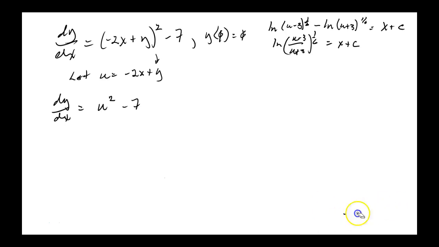Now this, remember, is in terms of u's, and we don't really want the u's, but we're going to wait till the very end to get rid of them. Okay, we're going to go backwards here, and then rewrite this as 1/6 times the log of u minus 3 over u plus 3 is equal to x plus C. Okay?